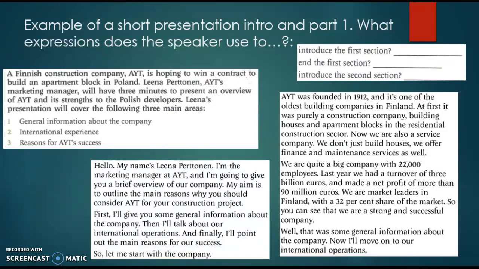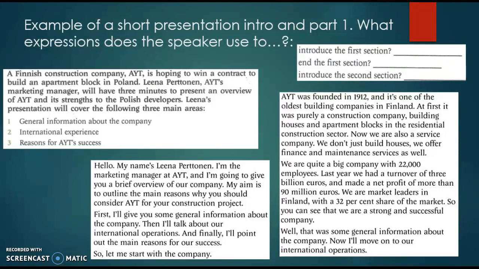Lena's presentation will cover the following 3 main areas: general information about the company, international experience, and reasons for AYT's success. So she says, hello, my name's Lena. I'm the marketing manager at AYT and I'm going to give you a brief overview of our company. My aim is to outline the main reasons why you should consider us for your construction project. So first, I'll give you some general information about the company, then I'll talk about our international operations, and finally, I'll point out the main reasons for our success.